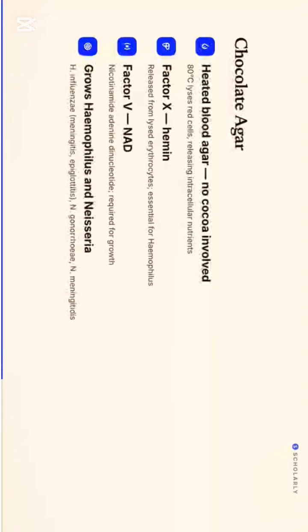So when a patient has suspected meningitis or epiglottitis, chocolate agar is the plate to use. It's the only routine medium that reliably grows Haemophilus, and that alone makes it indispensable.